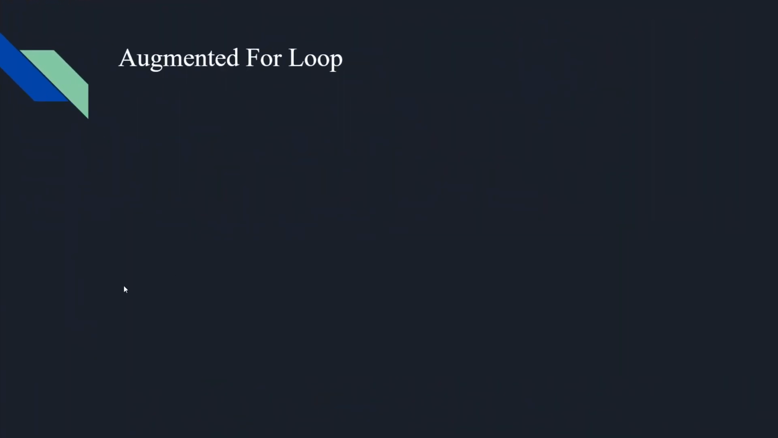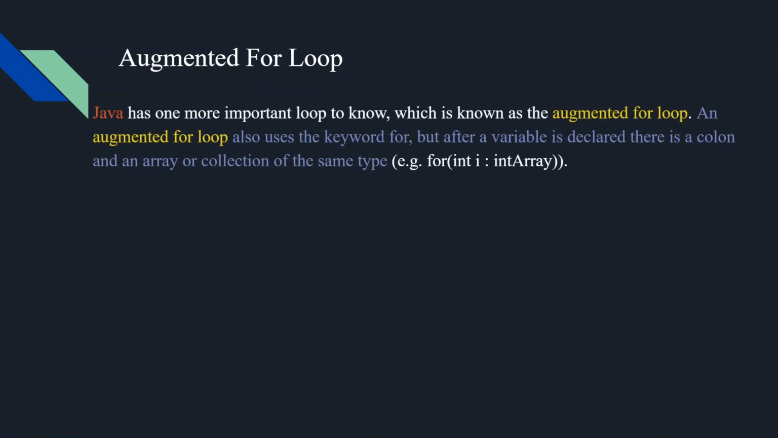Finally, let's talk about one more very useful loop, the augmented for loop. An augmented for loop, also known as a for each loop, uses the same keyword as a normal for loop, but instead of the usual three statements, there's only a variable declaration, followed by a colon, and an array or collection of the same type as that variable.